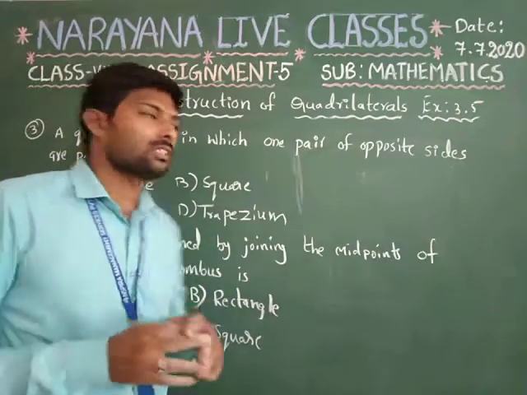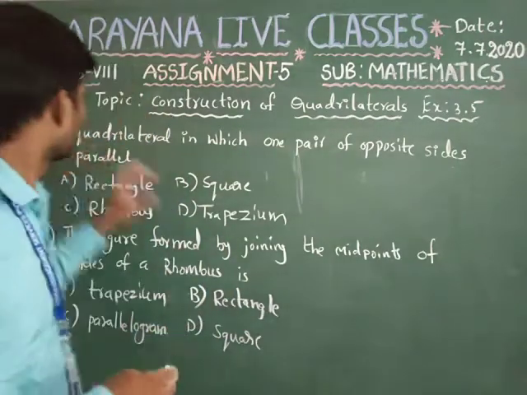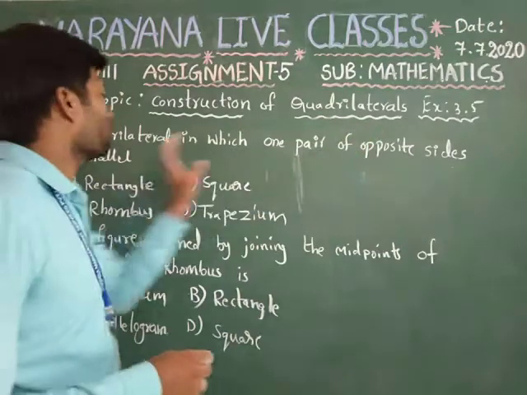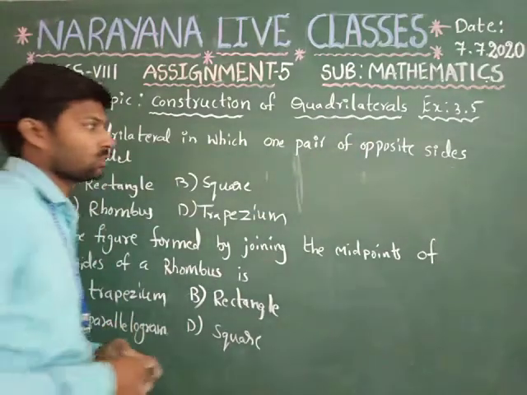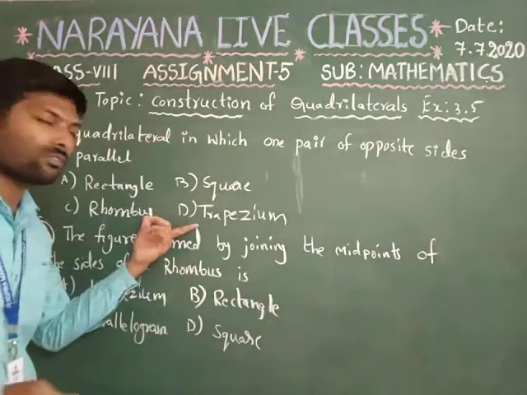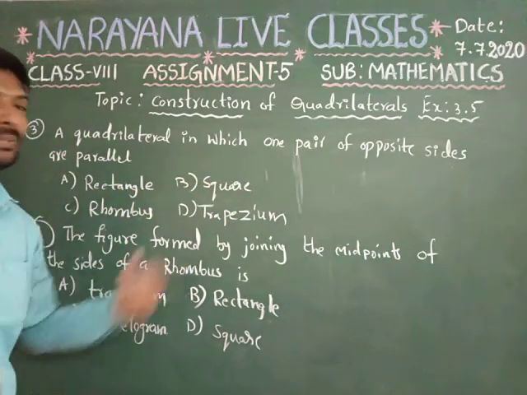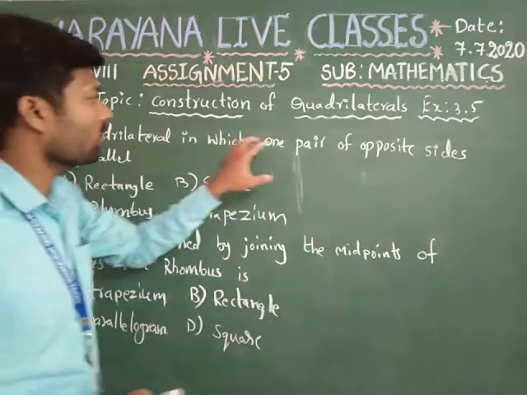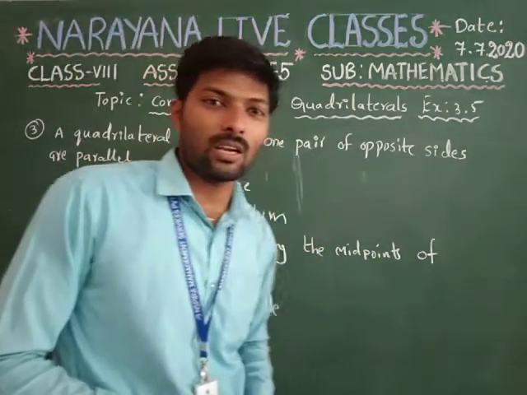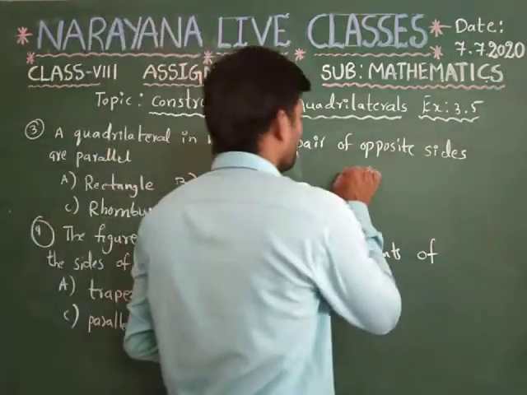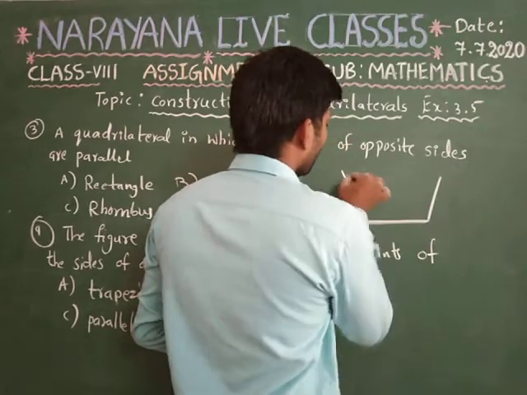Let us see the third question. It is a multiple choice type of question. A quadrilateral in which one pair of opposite sides are parallel. They have given four options: the first one is a rectangle, a square, a rhombus, a trapezium. So he is asking only one pair of opposite sides are parallel. That is only possible in the case of a trapezium like this.